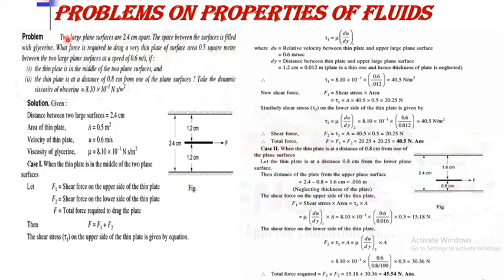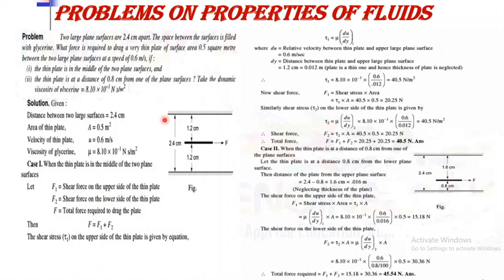and the two large plane surfaces are 2.4 centimeter apart, meaning the distance between these two plane surfaces is equal to 2.4 centimeter. So for the first case, the top and bottom distances are the same because the plate is placed at the middle, so it is 1.2 centimeter and 1.2 centimeter. And in the second case, from the bottom it is 0.8 centimeter, so the remaining distance we can calculate as 2.4 minus 0.8, and that is equal to 1.6 centimeter.